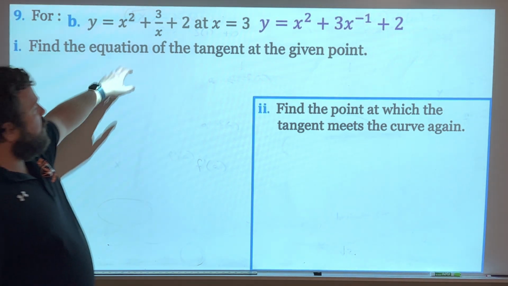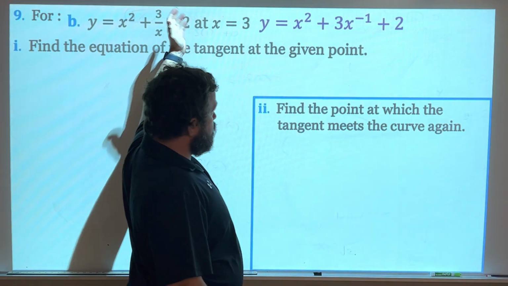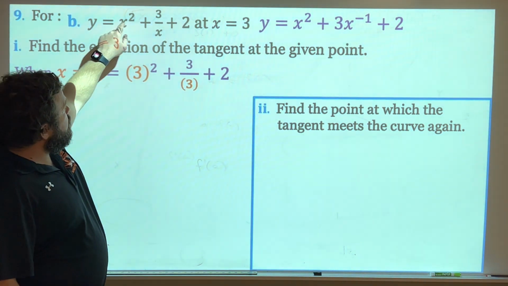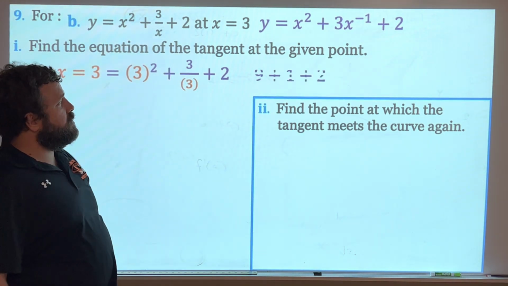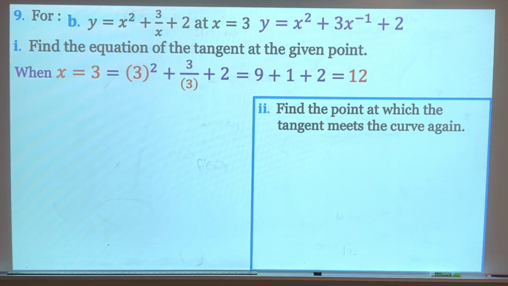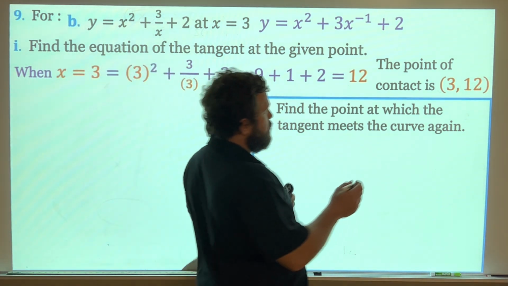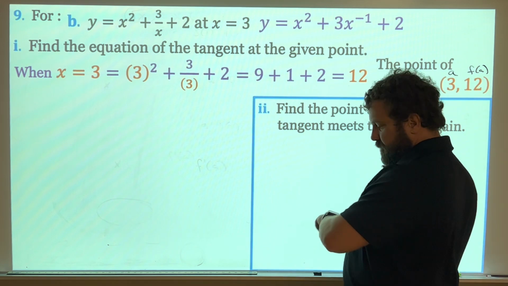You could rewrite this equation for when you derive it later: x squared plus 3x to the negative 1 plus 2. Now when x is 3, 3 squared is 9, plus 3 divided by 3, plus 2. 9 plus 1 plus 2 is 10 plus 2, which is 12. My point of contact, therefore, is (3, 12). All right? So that means this is A. This is f of A.